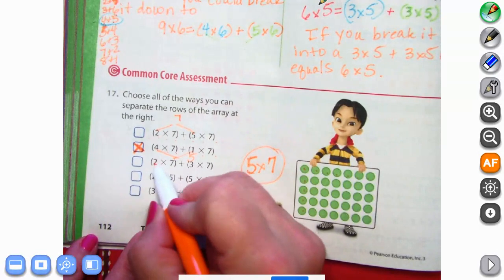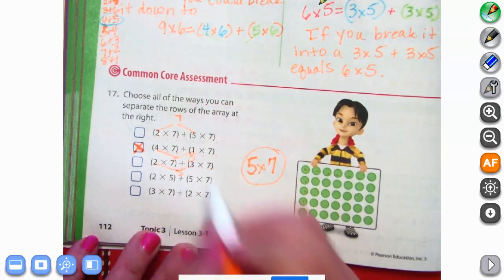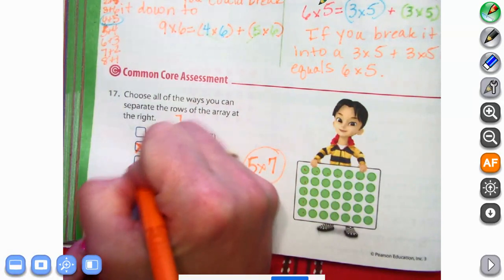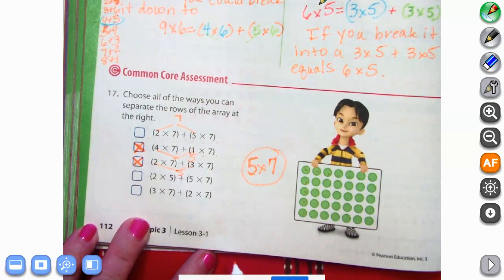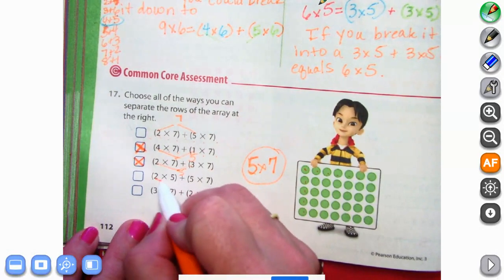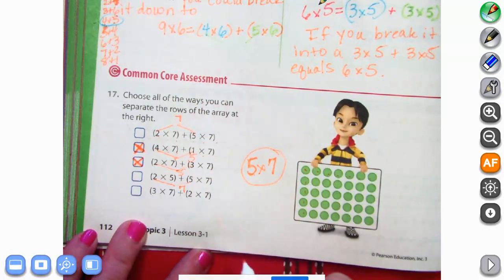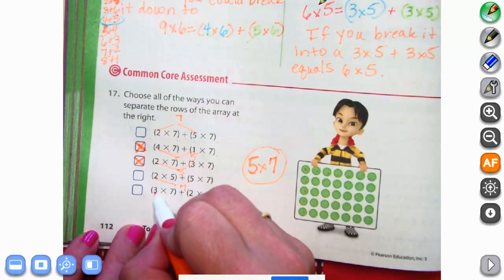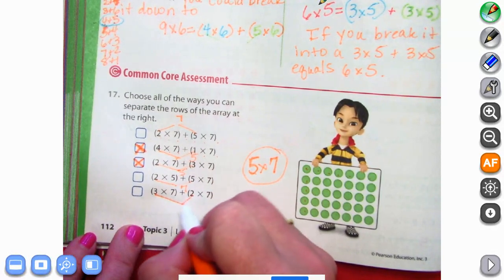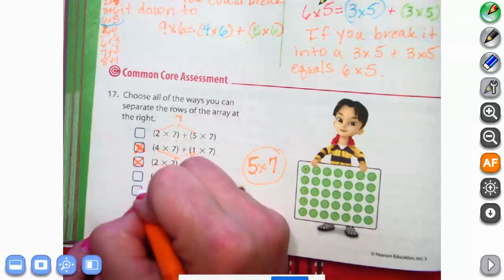Okay, if you took the 2 plus the 3, that makes 5. 5 times 7, that would work. If you took this 2 and this 5 and add them together, it would be 7. So we couldn't do that one. And then if we did this one, 3 times 7 and 2 times 7, 2 plus 3 is 5, so that would work.